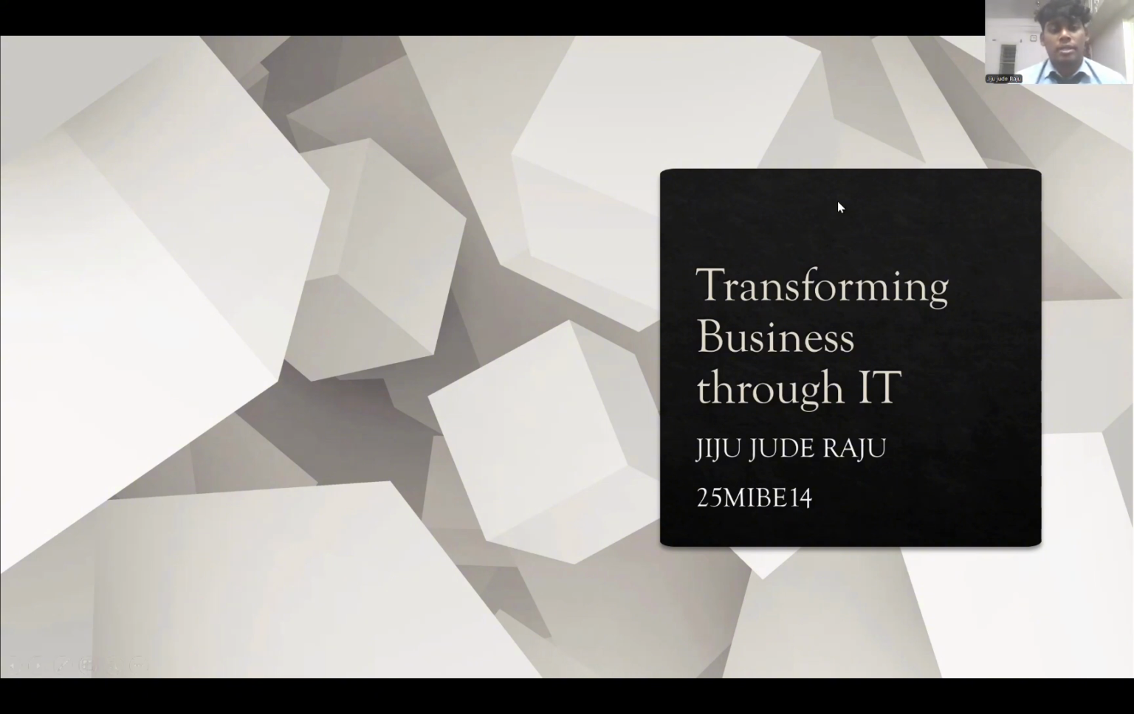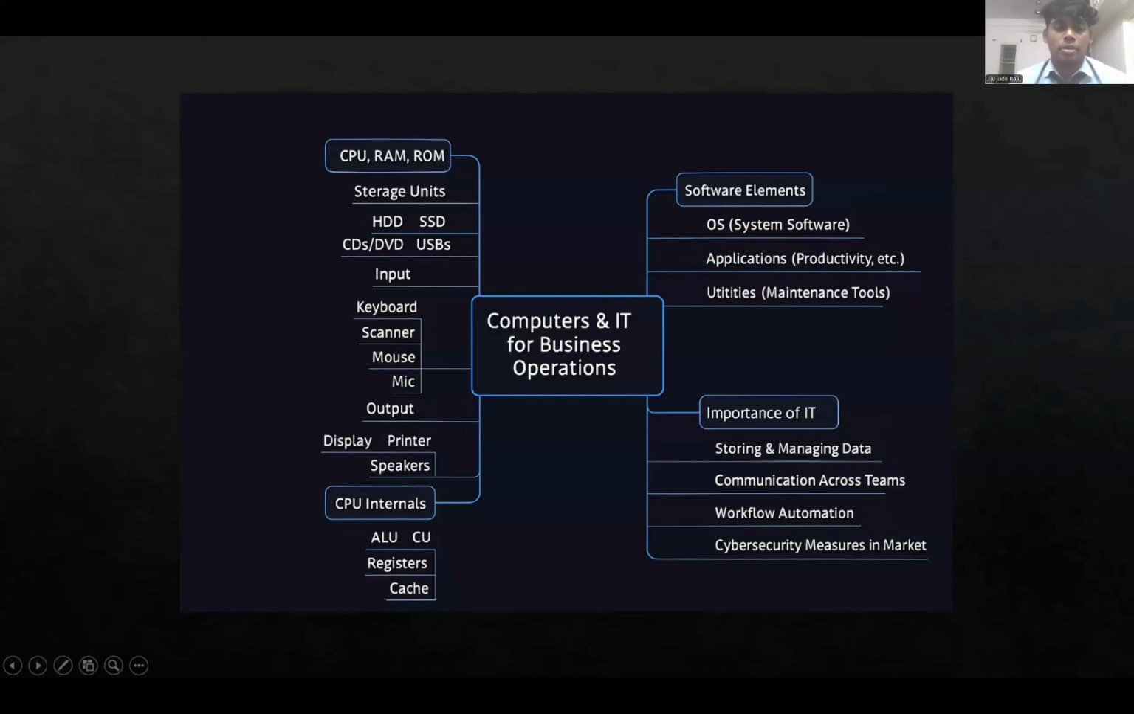So this is the mind map that I've created, and let's start with the physical components. We have essential hardware such as CPU, RAM, and ROM, which form the brain and memory of the computer. Then we have storage units like HDDs, SSDs, CDs, DVDs, and USB drives, which are used to store data, software, and backups.